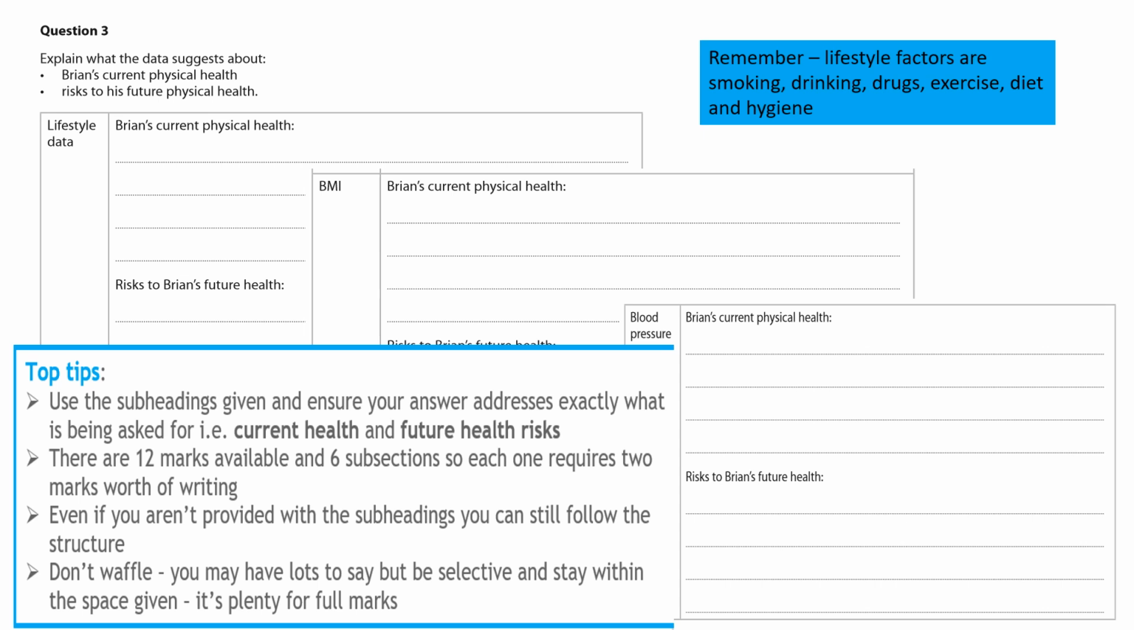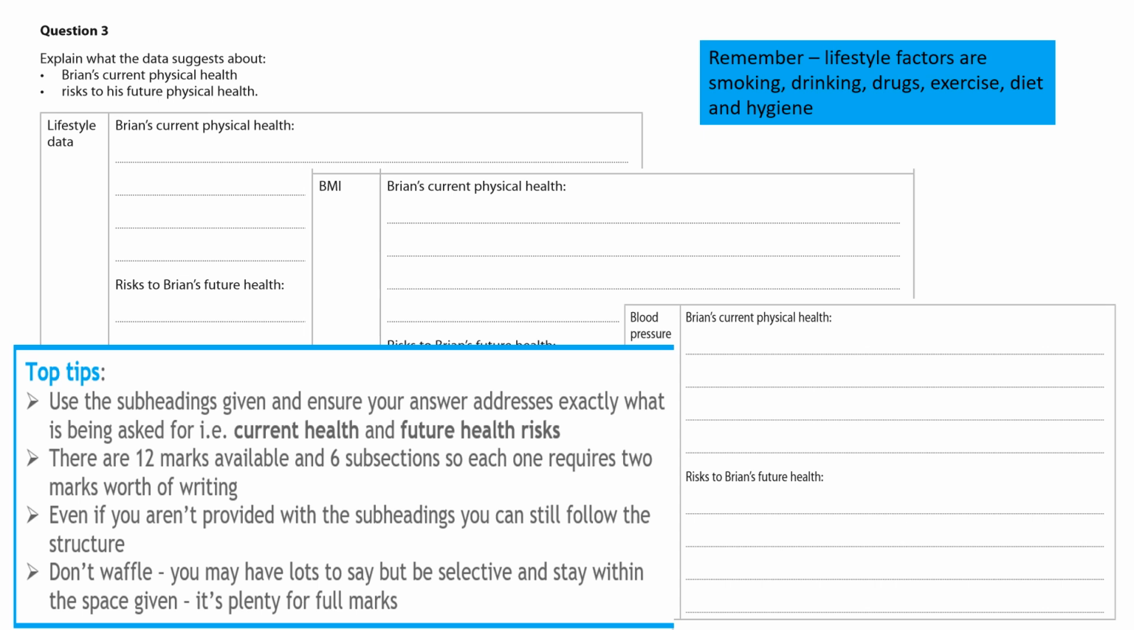So the first section you'll get is about lifestyle data. This is where lots of students make a mistake. You've got to remember what lifestyle factors are. So it's things such as drinking, smoking, drugs, exercise, diet, and hygiene. You don't need to mention anything else in this section, because you will move on to BMI and blood pressure or whatever they've chosen you to focus on. But the first section in question 3 will be about lifestyle data. So you have a look. We know that he drinks, we know that he smokes, and that needs to be mentioned there.